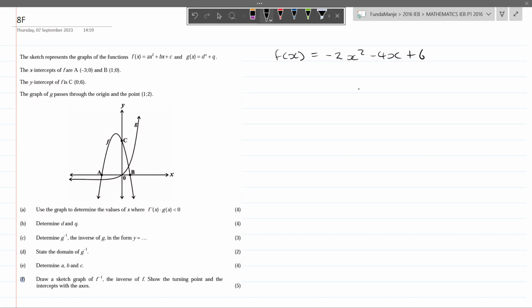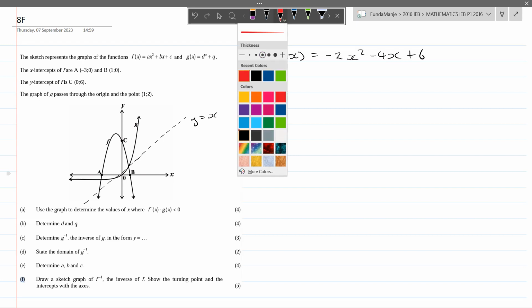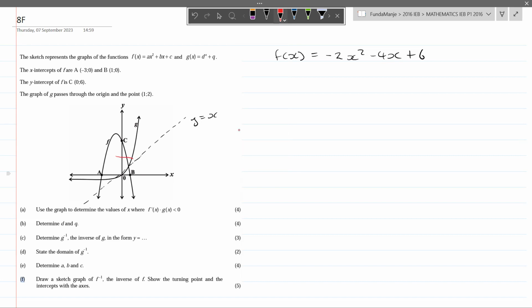So the next question says, draw a sketch graph of the inverse of f. Show the turning point and the intercepts with the axes. So we are reflecting this quadratic equation over the line y equals x, which looks something like this. And we're expecting our graph to be basically an inverse of this one. So if you can just put a reflection here upon this line, the function that you get out of that is what we are expecting. So something like this.